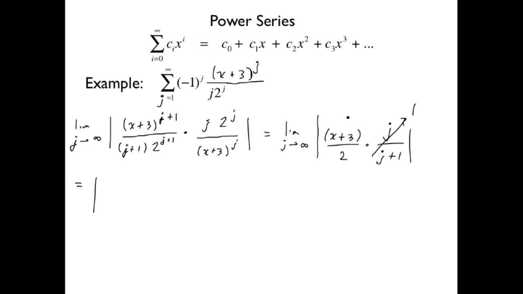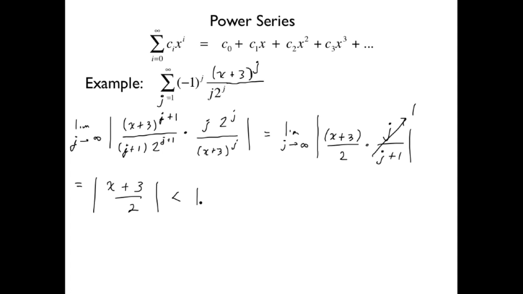So then what's the whole thing? The limit as j gets big, the whole thing is? No, you guys, nothing happens to the x. x is not affected by j getting big. x plus 3 over 2. That's the limit as j gets large. And what has to happen for this thing to converge? That has to be less than 1.